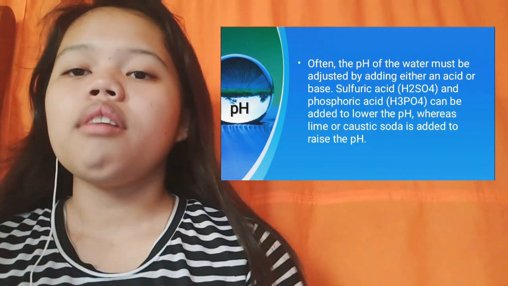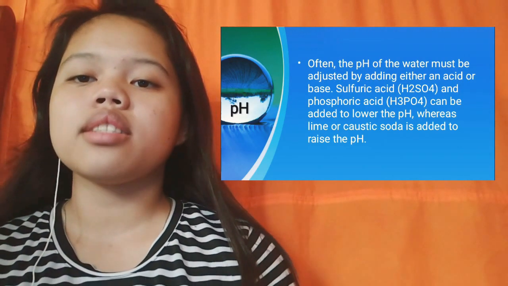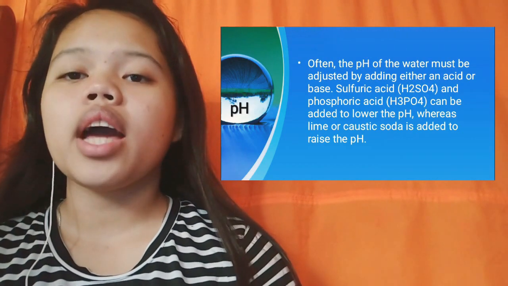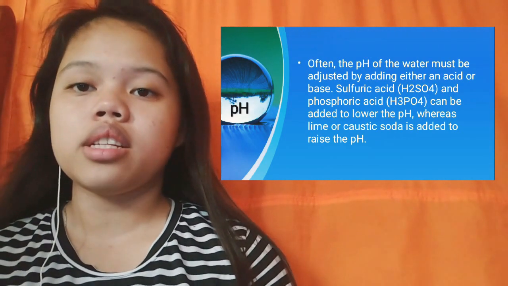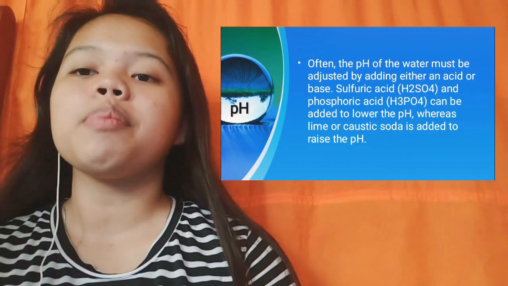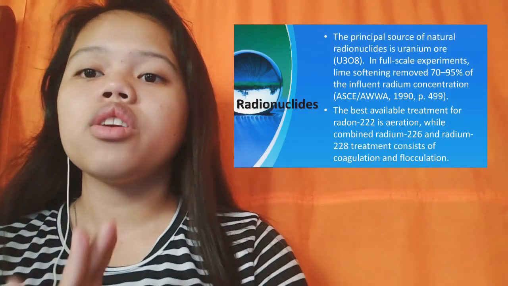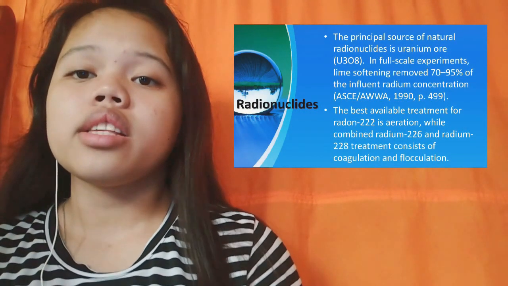pH. Often, the pH of the water must be adjusted by adding either an acid or base. Sulfuric acid and phosphoric acid can be added to lower the pH, whereas lime or caustic soda is added to raise the pH. Radionuclides. The principal source of natural radionuclides is uranium ore.